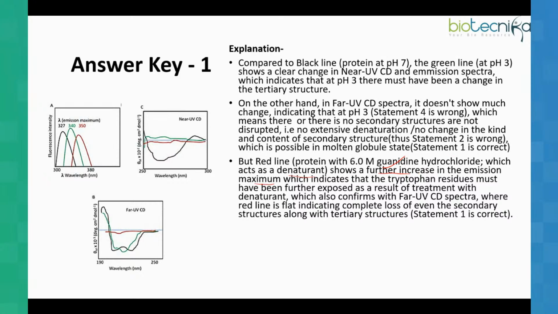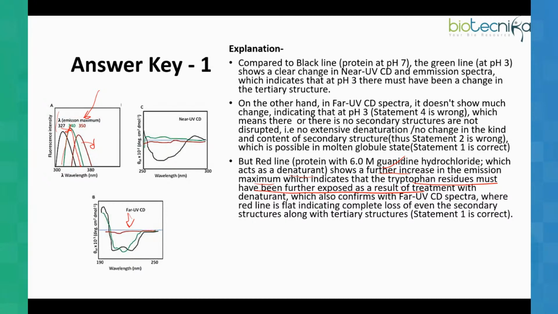But the red line, protein with guanidinium hydrochloride, which acts as a denaturant, shows a further increase in the emission maximum. Black is okay, green is a little bit at the higher level, higher maximum intensity, and red is even further. That is only possible when the protein is a little bit opened up, which indicates that the tryptophan residues must have been further exposed. Emission spectra is because of the aromatic residues, which absorb some wavelength of light and emit it back. Out of all the aromatic residues, tryptophan absorbs the maximum. So if you have the red color, it means it has been denatured a lot.